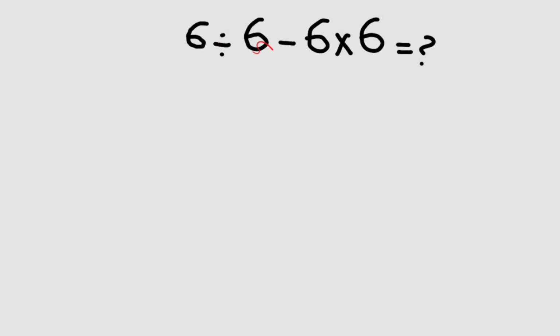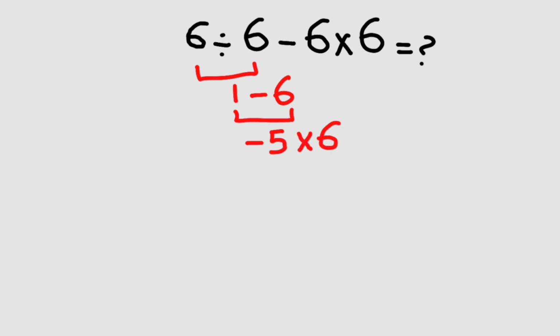6 divided by 6 minus 6 times 6. So we have 6 divided by 6 gives us 1. 1 minus 6 gives us negative 5. And now negative 5 times 6 gives us negative 30. But this answer is not correct.